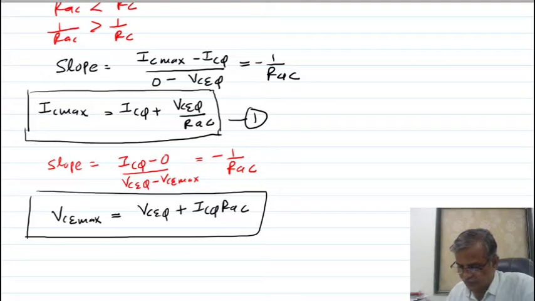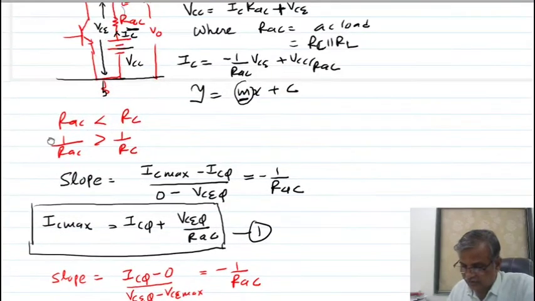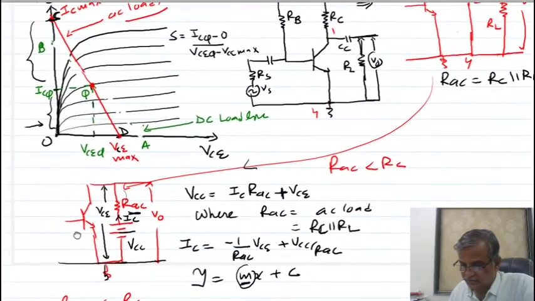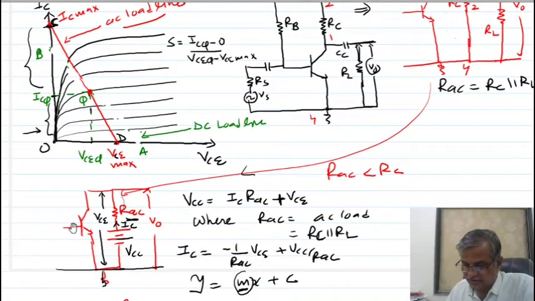So by comparing these two equations I am getting this. So I am getting two equations. By knowing the value of IC max and the value of VC max, you can put these two points here, C and D, and the line joining C and D is called the AC load line. In this way you can draw the AC load line.